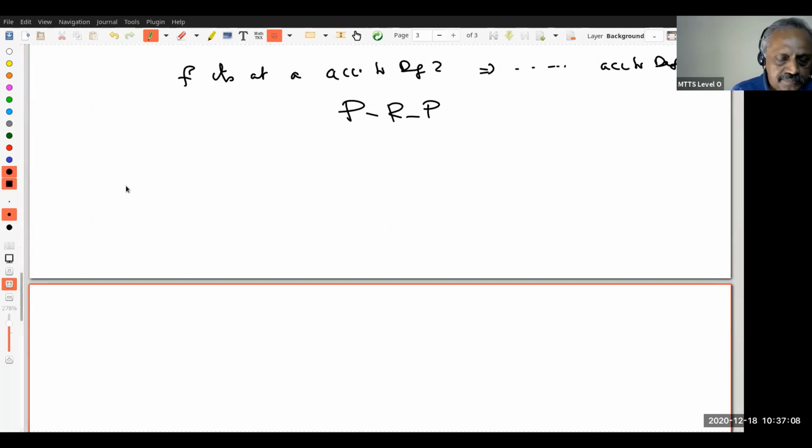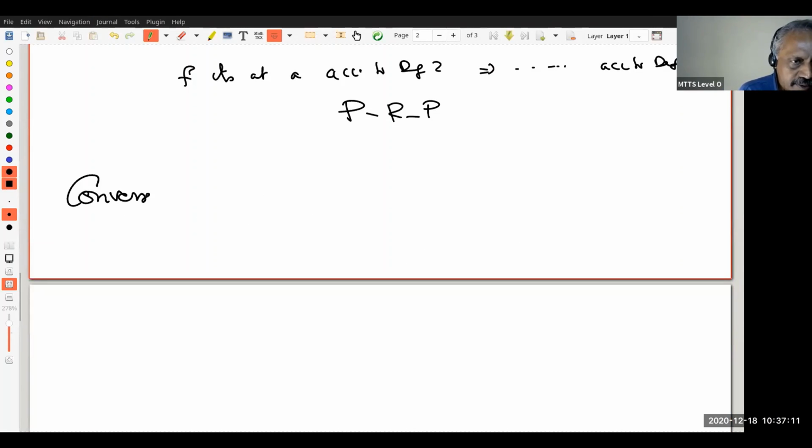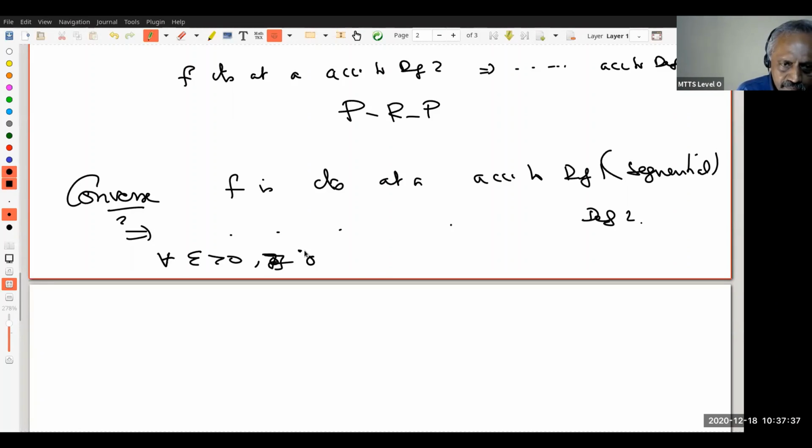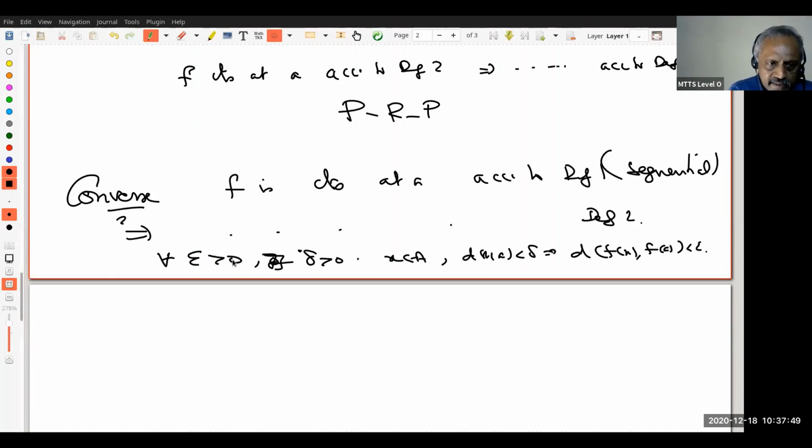Now let's prove the converse. What is the converse? F is continuous at a according to definition 1, that is, the sequential definition. I want to prove f is continuous at a according to definition 2. What does that mean? You are going to give me an epsilon positive. For every epsilon positive, I have to find a delta positive so that x belongs to A and the distance between x and a less than delta should imply the distance between f(x) and f(a) is less than epsilon. Right?